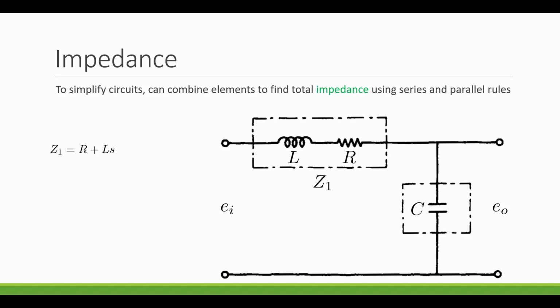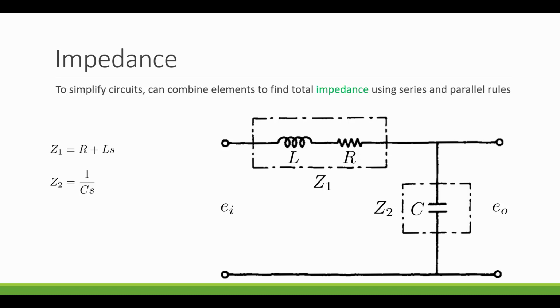So Z1 I can write as R plus LS. Now I can also make an impedance block for the capacitor. It isn't quite as useful in this example because it already is only one element, so simplifying it further doesn't really accomplish much, but I could say that that has an impedance of Z2. But in this case, Z2 is just 1 over CS. Again, that's what we would multiply the current by to find the voltage drop across this capacitor.